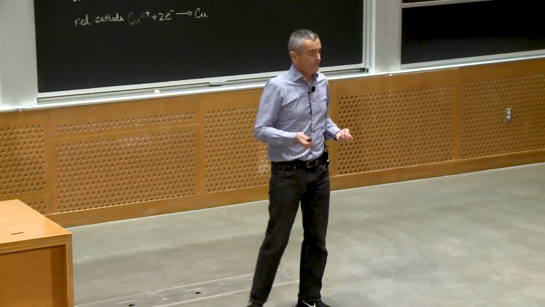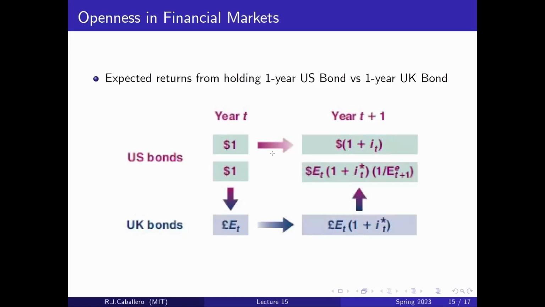Suppose you have a dollar to invest, and you have two options. One is you buy a dollar bond. The dollar bond gives you an interest rate of i_t. So you know that, say 5% nowadays, more or less, if you have a dollar today and you invest it in a dollar bond, next period you're going to get 5 cents on that dollar at the end of the year. So that's what you get if you invest in the dollar bond.